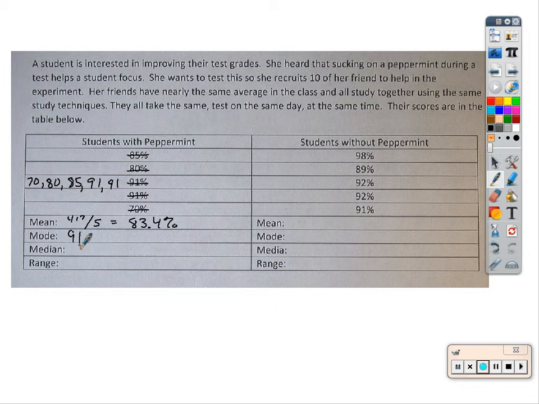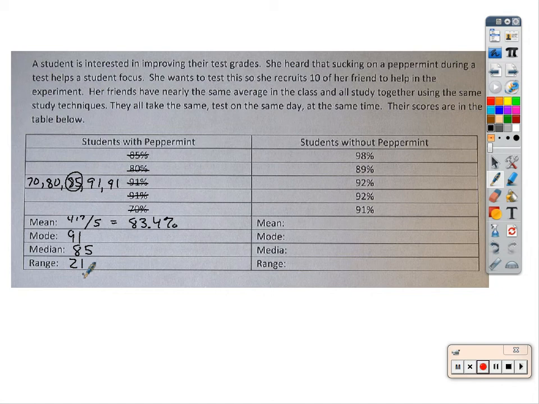The median is the middle, so we work our way to the center. This is an odd number data set, so it has a middle value. Remember, if it's an even number data set, you've got to average the 2 middle numbers together. And the range is the largest number minus the smallest number. So 91 minus 70 is 21. That's our first data set.